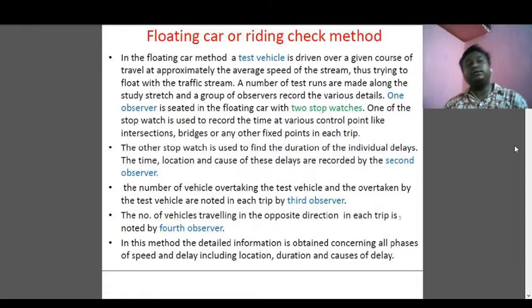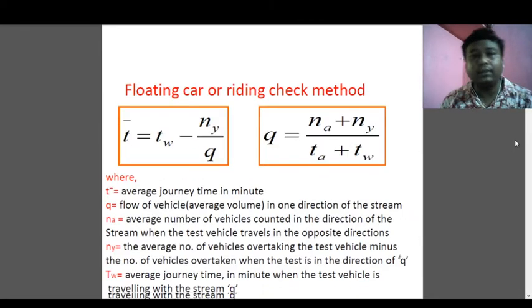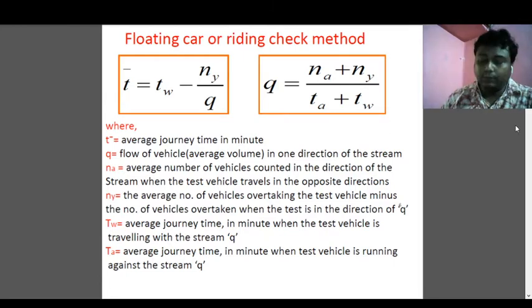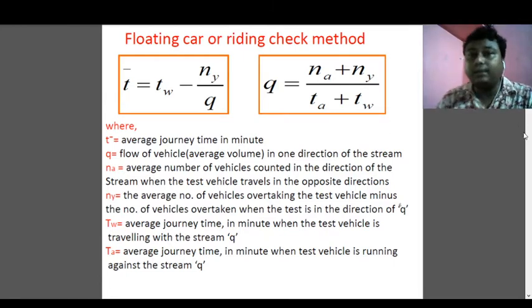Next, we will see some equations on the floating car method, or the riding check method. Here we can find out the average journey time. From the floating car method, basically we find the average journey time. The equation is T bar equals Tw minus Ny by Q, where T bar equals the average journey time, and Q equals the flow of vehicles, meaning the average volume in one direction.